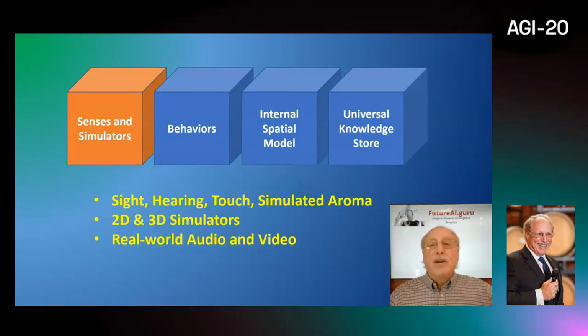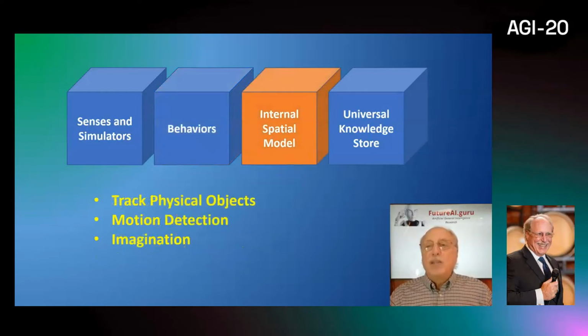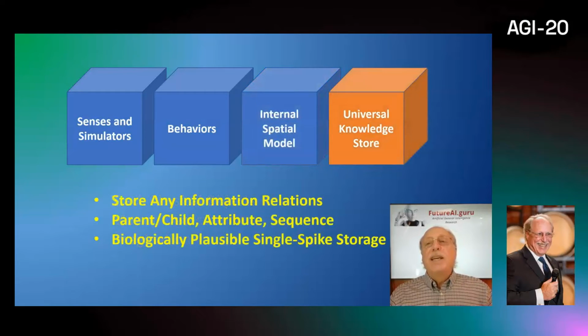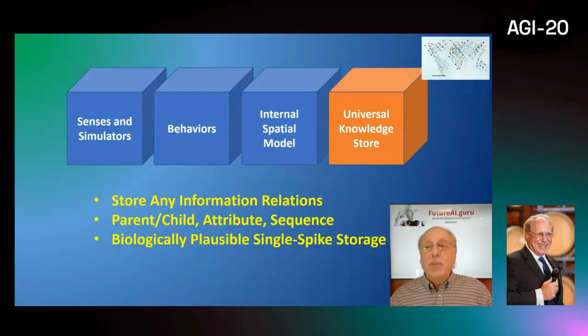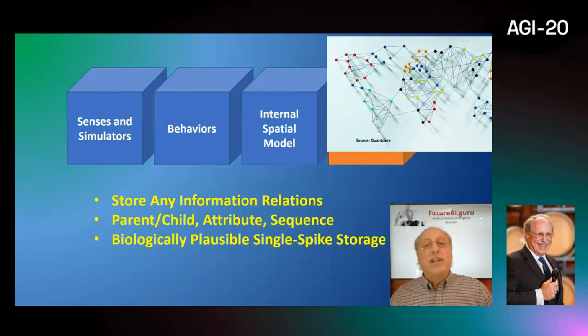For development, there are simulators in 2 and 3 dimensions, and for interfacing with the real world, there are modules for robotics and camera and microphone input. There are modules to handle behaviors of speech, moving about, and moving objects in the environment. Internally, there are modules for maintaining an internal spatial model of physical objects in the nearby environment. And finally, the Universal Knowledge Store merges and stores all this multisensory input. Information is stored in the form of relationships between nodes in a graph structure.